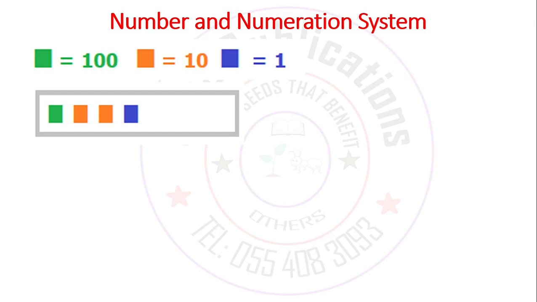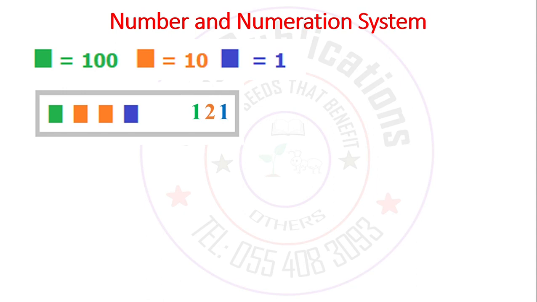Alright, let's see. You realize that of 100, you have only 1. The 10, how many do you have? You have 2 of the 10. Then 1, how many of it do you have? You have only 1. Okay, then this is the number that we have there: 121.